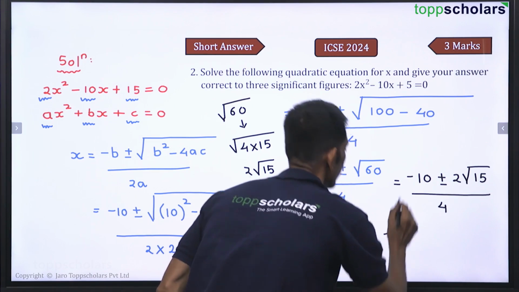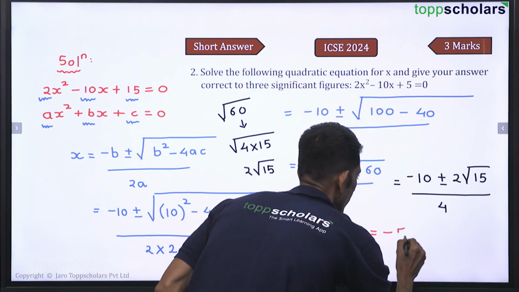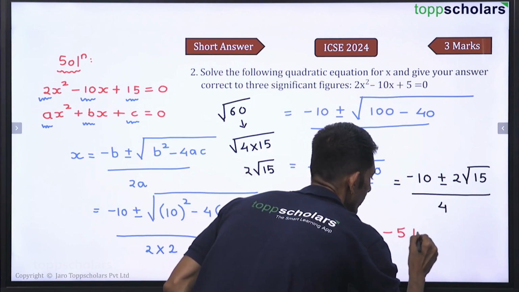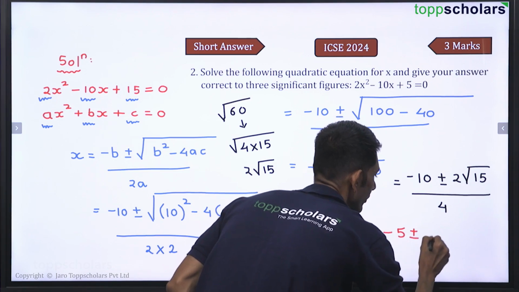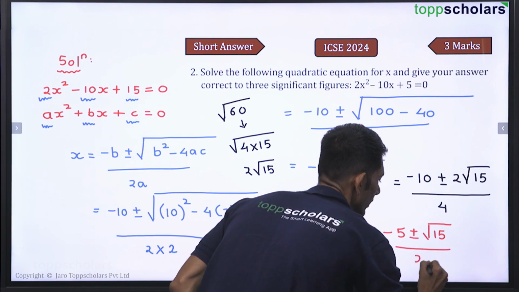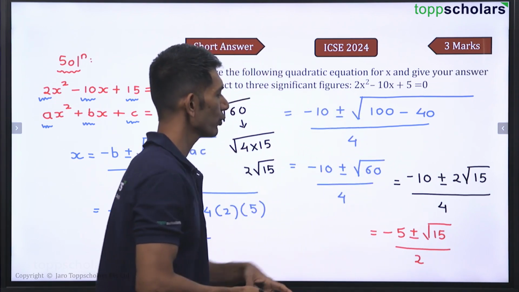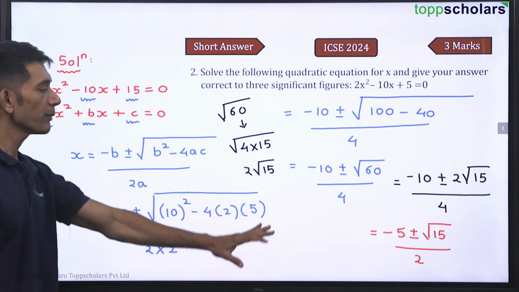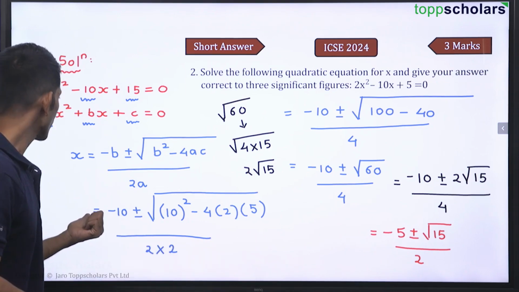minus 5 plus or minus root 15 divided by 2, because you are taking 2 common. So I hope it is clear up to this. Let us cross check once again.